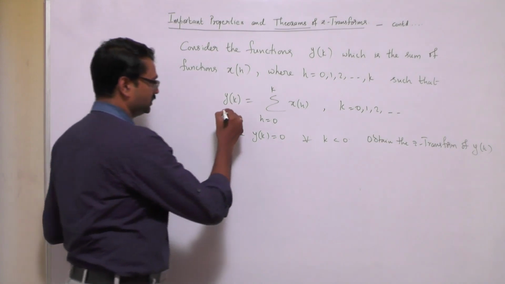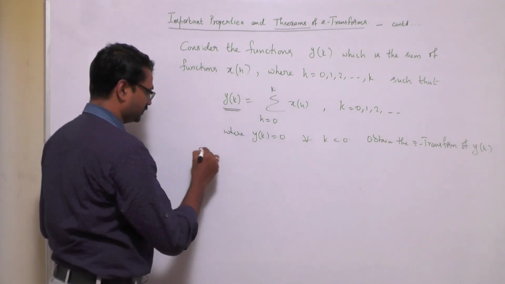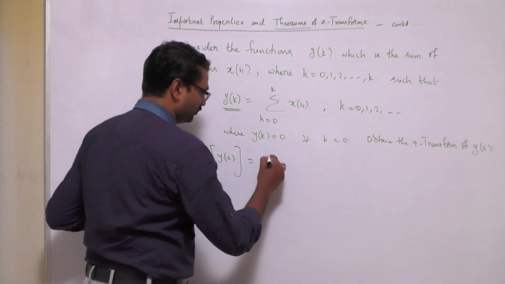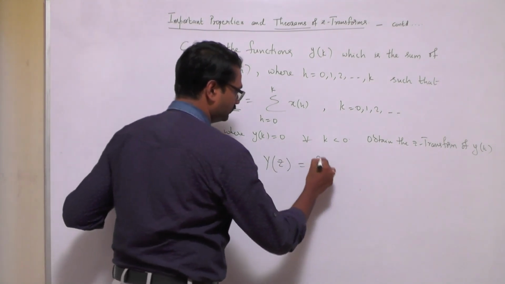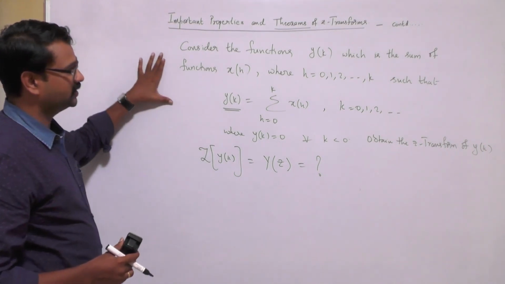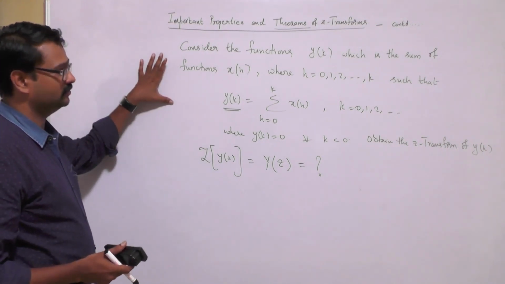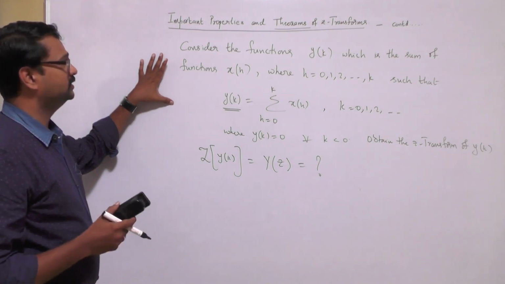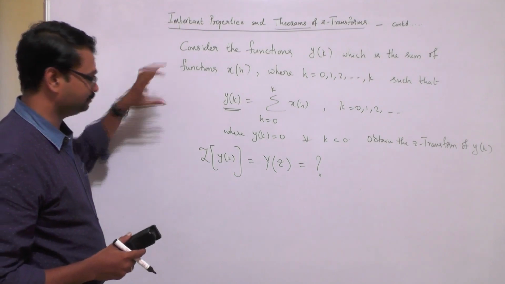So our question here is to obtain the z transform of y of k. Z transform of y of k, which is nothing but y of z. This is what we will have to find from this equation. Looking at this equation, we will have to use the shifting theorem here.